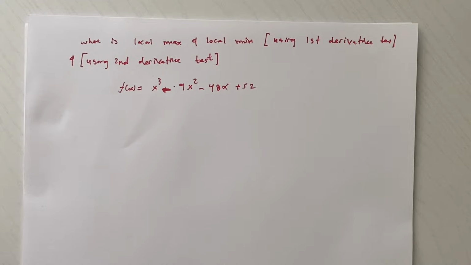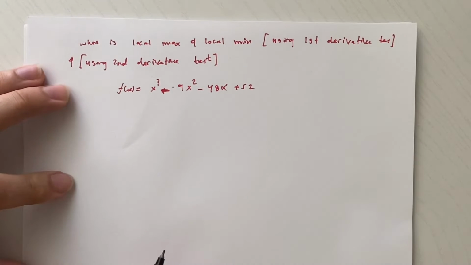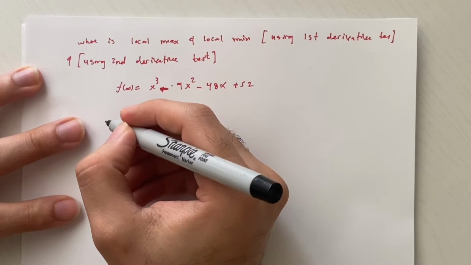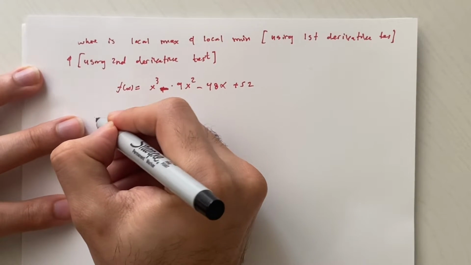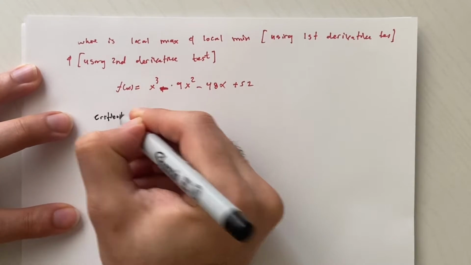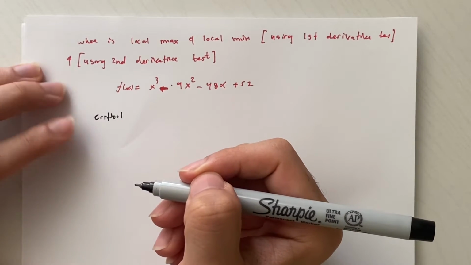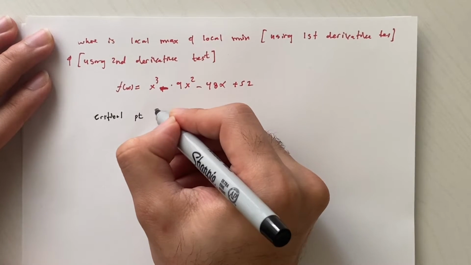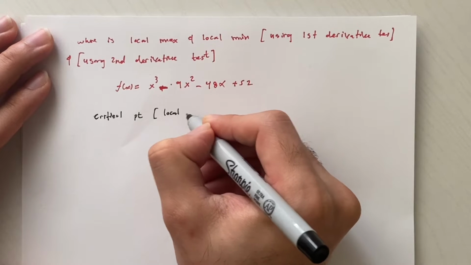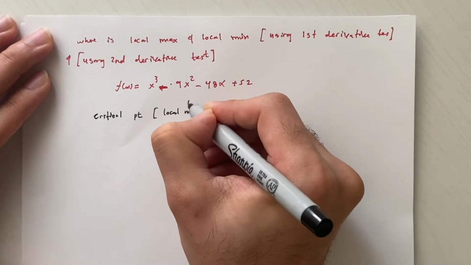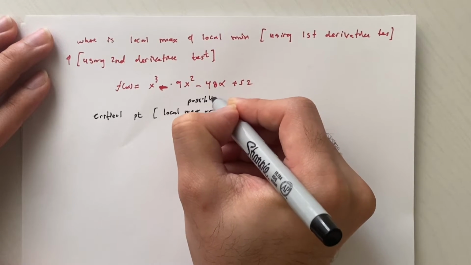Here we want to find the local maximum and local minimum by using the first derivative test and also by using the second derivative test of the function f of x equal to x cubed minus 9x squared minus 48x plus 52. Now, to find local maximum and local minimum, first we will find a critical point.